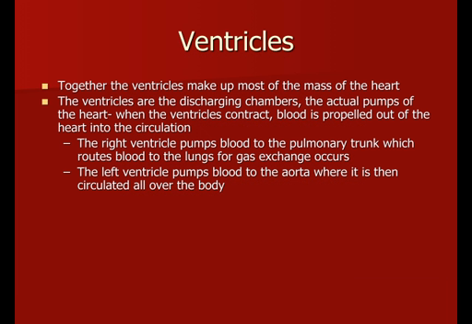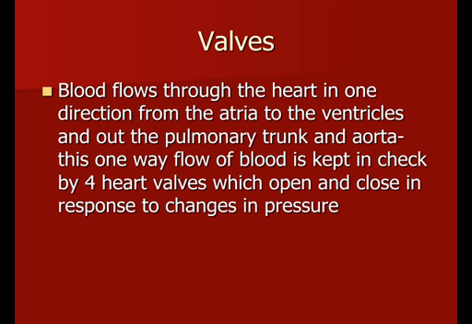Together, the ventricles make up most of the mass of the heart. They're much larger than the atria. The ventricles are discharging chambers, the actual pumps of the heart. So when the ventricles contract, blood is propelled out of the heart into circulation. The right ventricle pumps blood to the pulmonary trunk, which routes blood to the lungs for gas exchange. And the left ventricle pumps blood to the aorta, where it is then circulated all over the body.